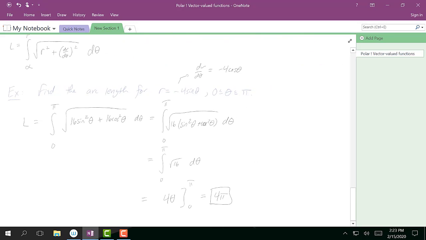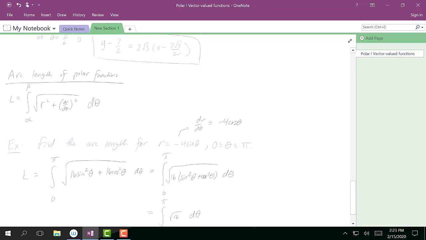Nothing too terrible there, but again, it's good to know the formulas. If you've been following along in class, taking notes, you should know the arc length for a rectangular function, y equals f of x, or a parametrically defined one. And so this equation looks very similar to those ones. So nothing too crazy. If you wanted to circle it or box it, this is another important equation that we're going to be using for polar functions.